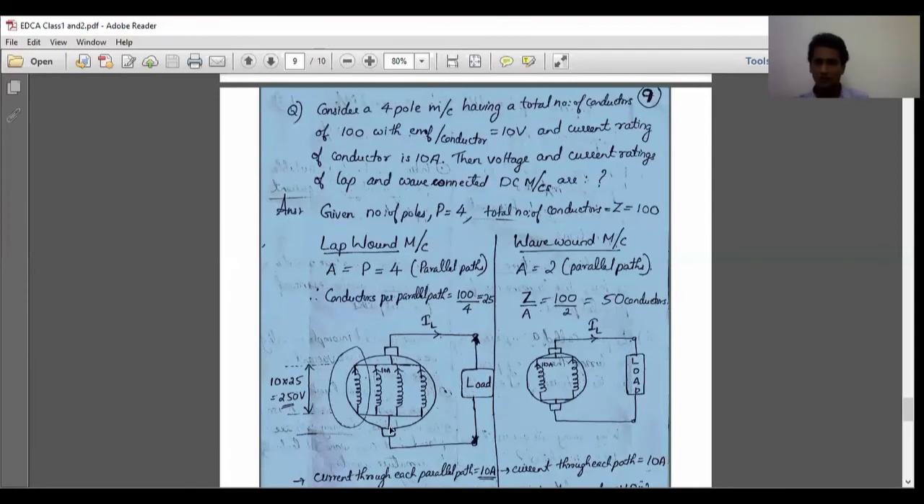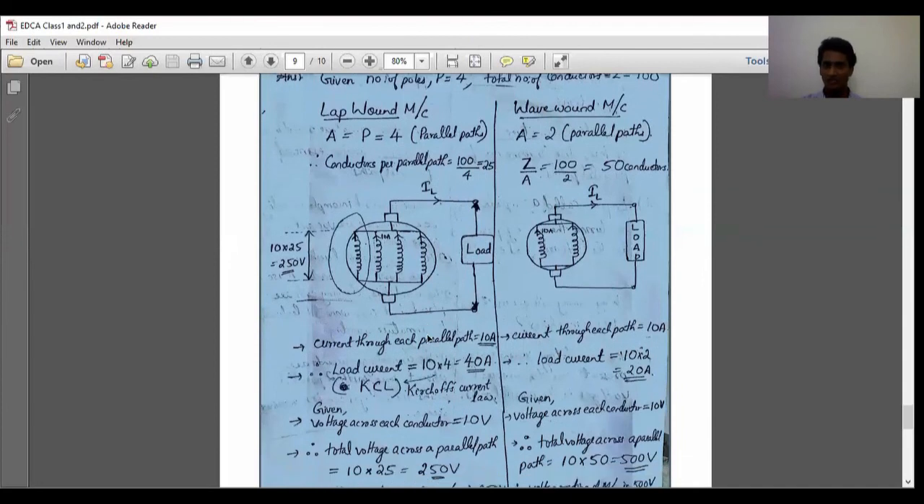Here 250 volt is the rated voltage, and the rated current is IL equal to 40 ampere. Let us have a look at the calculation. Current through each parallel path is 10. Then the load current will be 10 into 4, 40 ampere, according to KCL. Then, given the voltage across each conductor is 10 volt, the total voltage across a parallel path is equal to 10 into 25, that is equal to 250 volt.